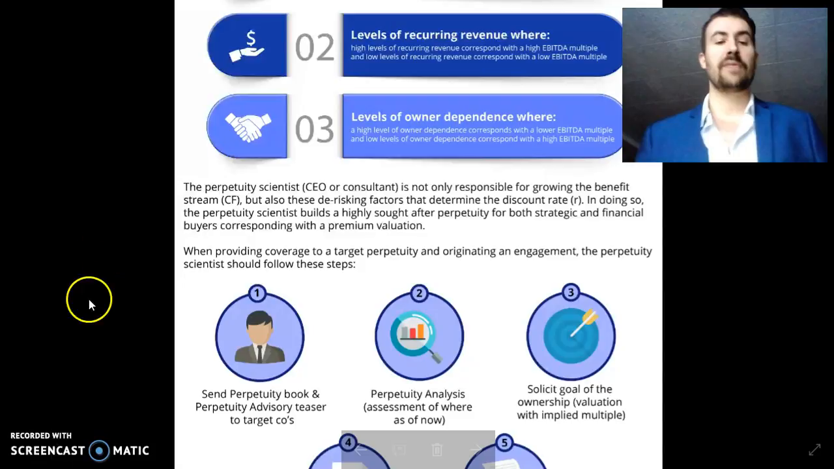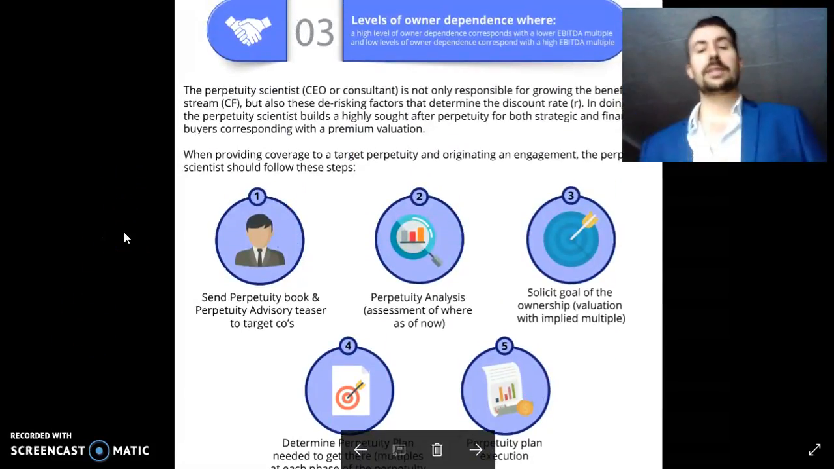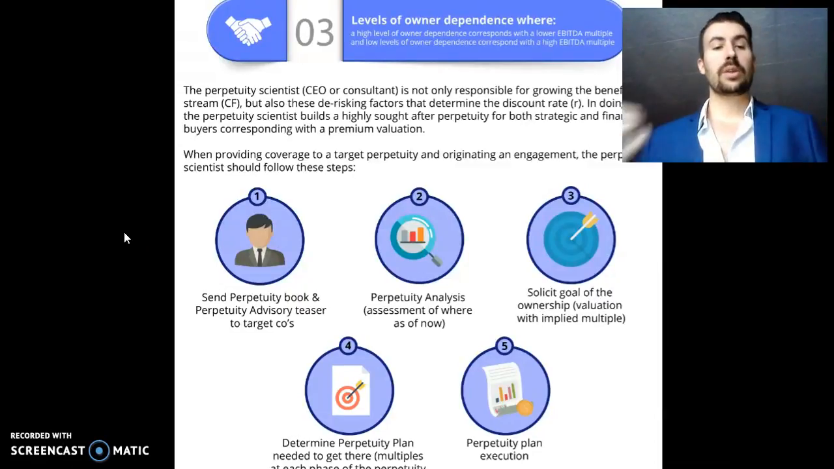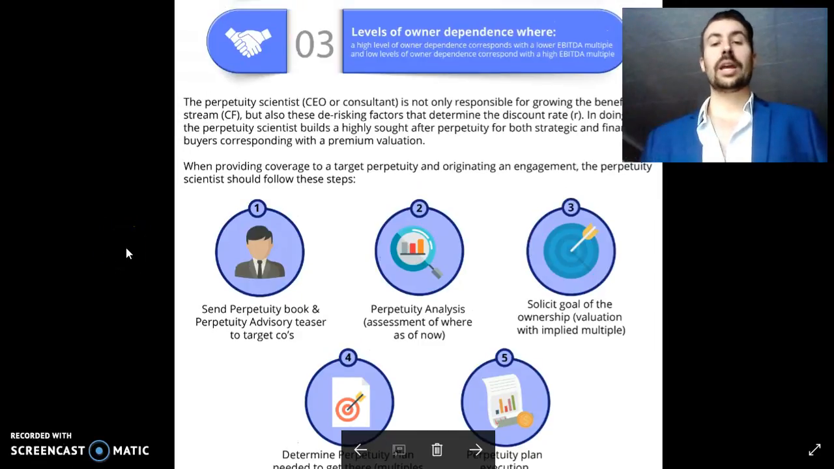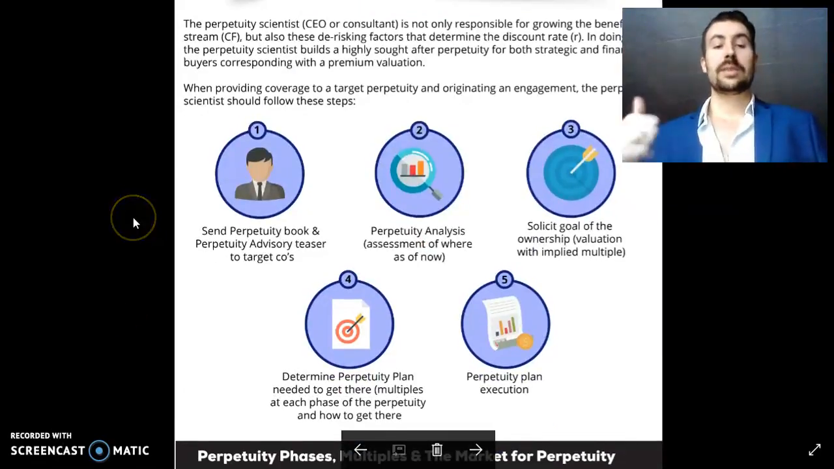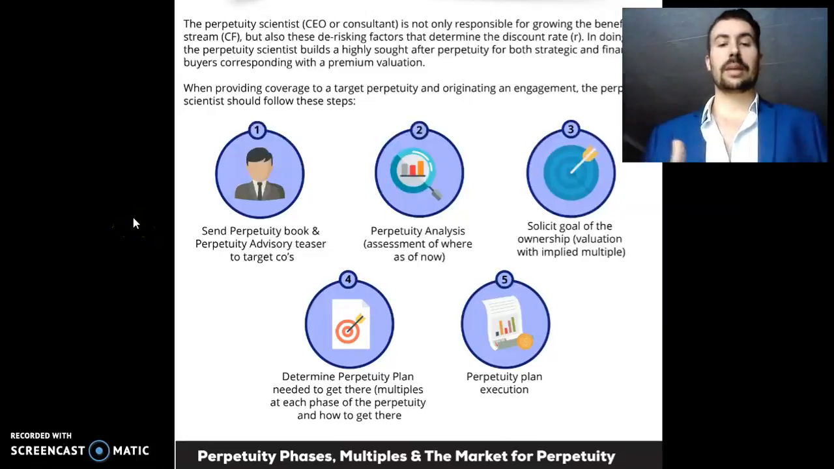So when the perpetuity scientist is approaching somebody trying to build a perpetuity, we first provide coverage to target a perpetuity itself and in order to originate an engagement. The perpetuity scientist should follow these steps. Number one, send the perpetuity book and a perpetuity advisor teaser to target companies.